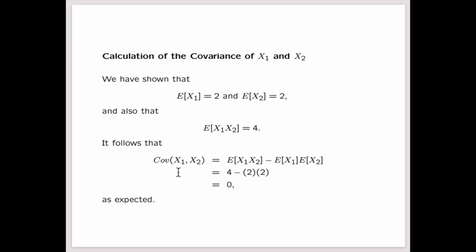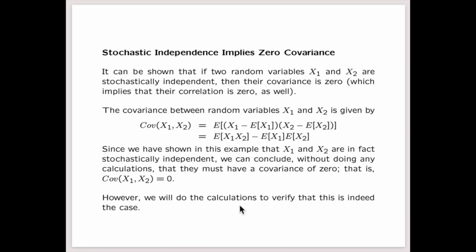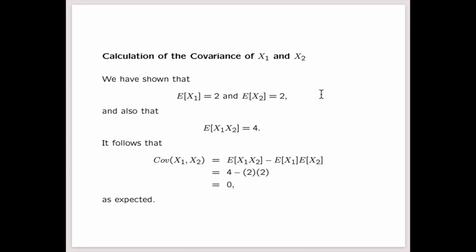Now, using the computational formula for the covariance of X1 and X2, we have the expected value of X1 times X2 minus the product of the expected value of X1 and the expected value of X2. And so we have 4 minus 2 times 2, 4 minus 4, that's just 0. So what we've shown here is that for this situation, where we're sampling with replacement, the covariance of x1 and x2 is equal to zero. Now, we already knew that it was going to be zero because of this result here. If two random variables are stochastically independent, then their covariance must be zero. So we really didn't even need to do this calculation, but I wanted to do it just to verify with you that that is indeed the case.